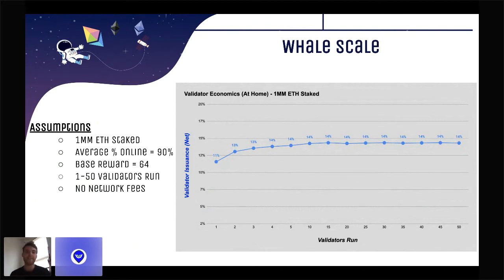Our assumptions here are that these rewards are measured at 1 million ETH staked in the network. Average percent online is 90%. Our base reward is 64, and it assumes that between 1 and 50 validators are run. Again, no network fees because this is for phase 0. And this is the at-home approach. Inside of the model, there's a VPS, at-home, and gross approach. We'll get into those. This assumes that you're running at home with your own machine, whether it be a laptop or desktop or whatever it may be.